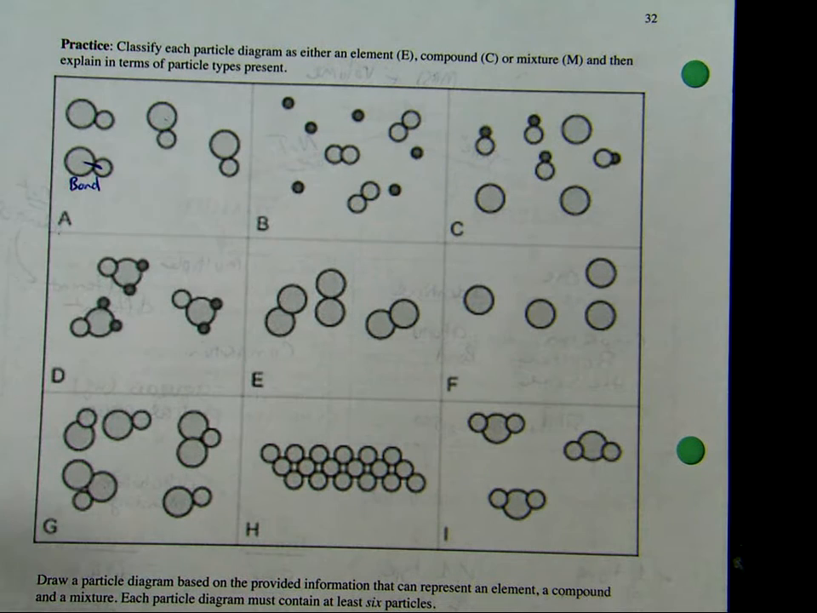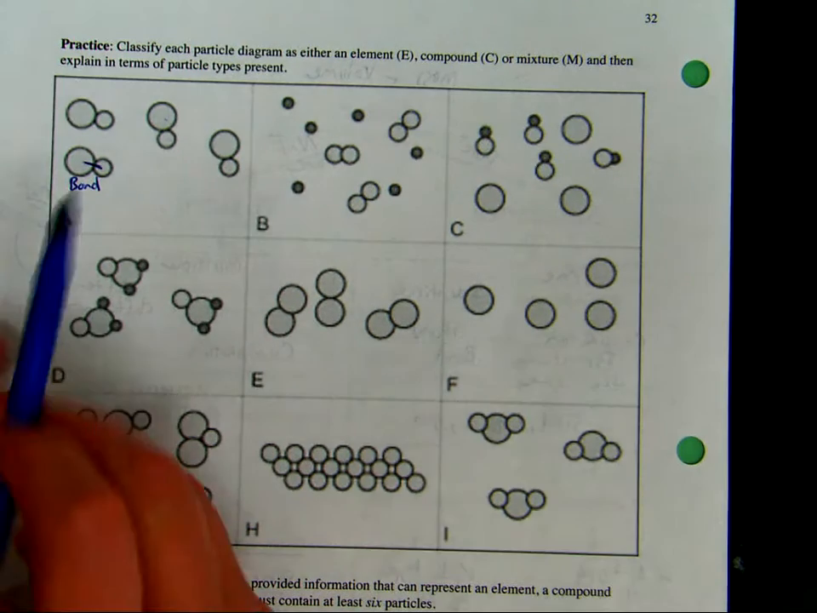Regents Chemistry, Classification of Matter, page 32 in the notes. So we're going to take a look at these pictures and figure out if they represent a single element, a particular type of compound, or some sort of mixture.